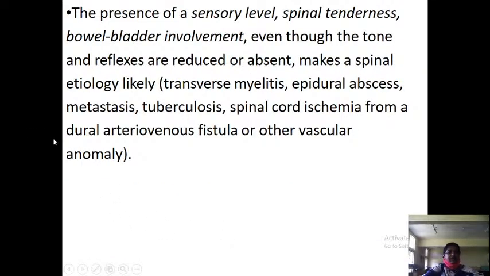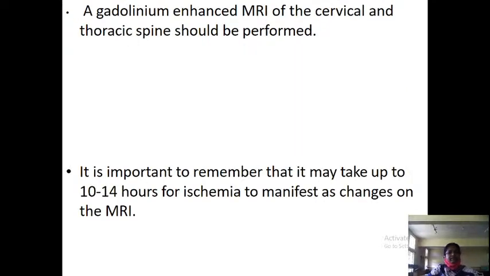Then if a sensory level is present, with spinal tenderness, bladder involvement, and reduced tonal reflexes, look at the spinal cord. It could be transverse myelitis, epidural abscess, TB, spinal cord ischemia, or any other vascular pathology.